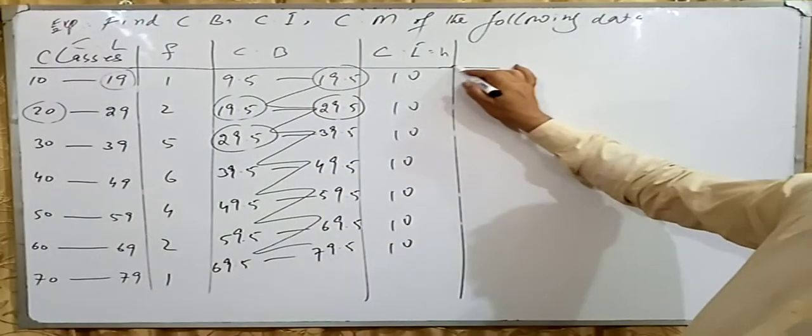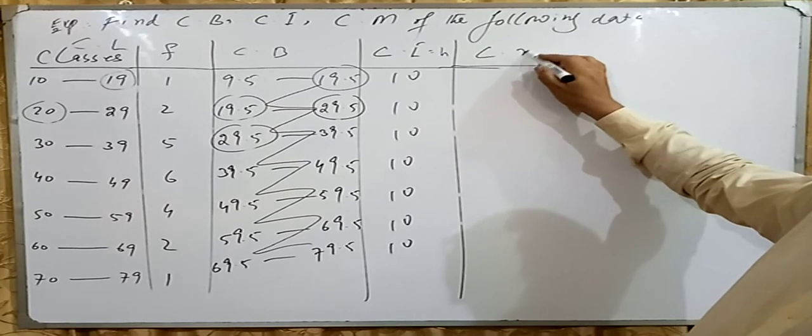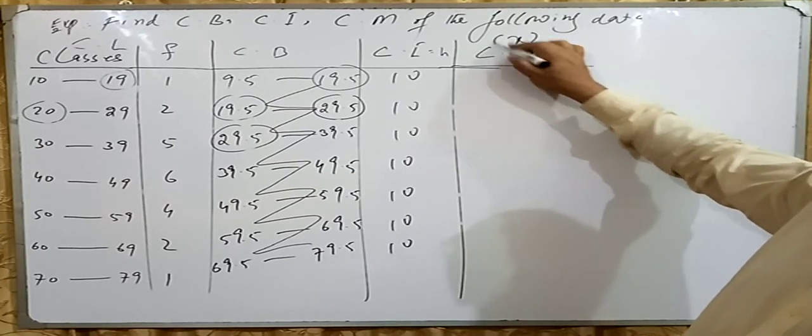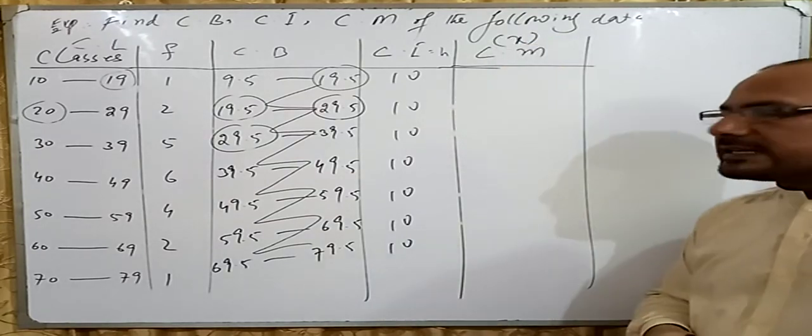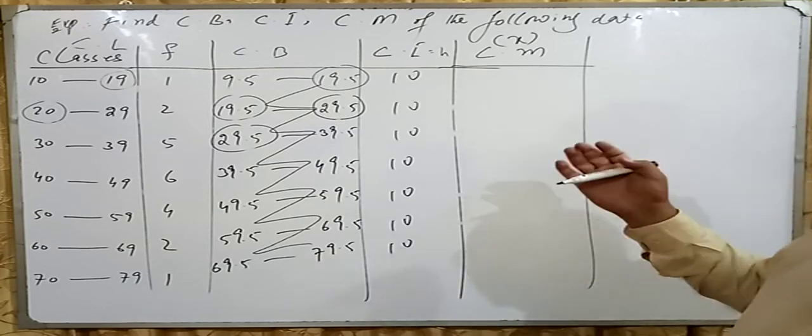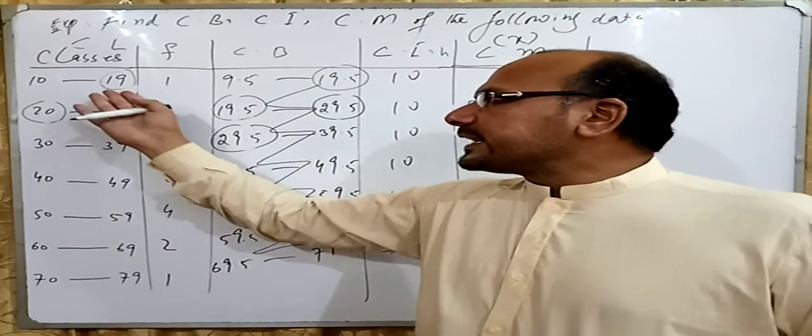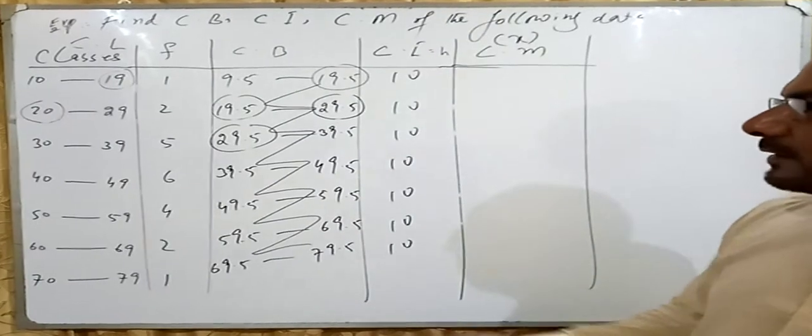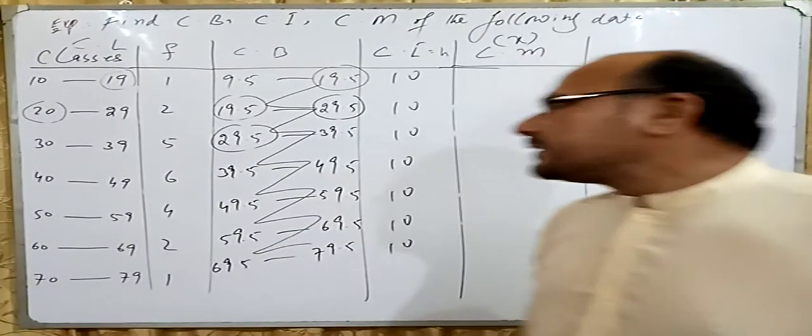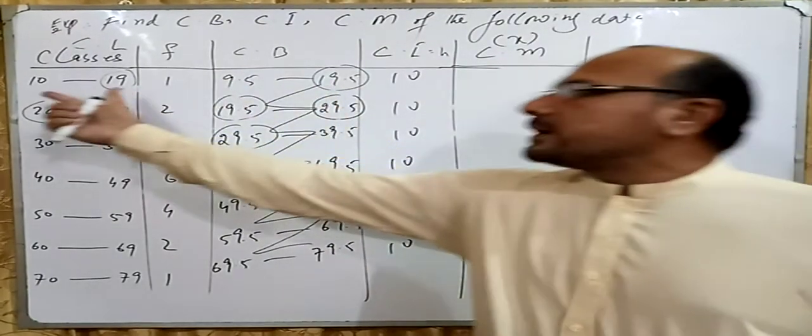The last one is class mark. Class mark, which is represented by x also. Class mark basically is the midpoint between the lower class limit and upper class limit divided by 2. Addition of these two divided by 2. Yeah, the midpoint directly you can take from these two.